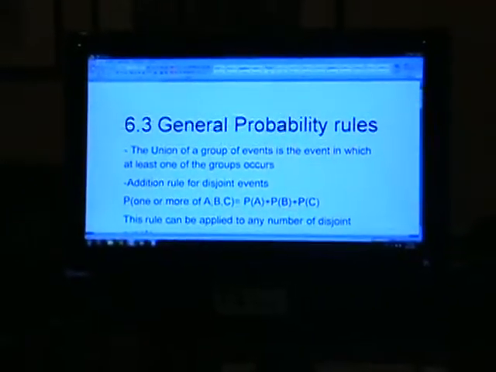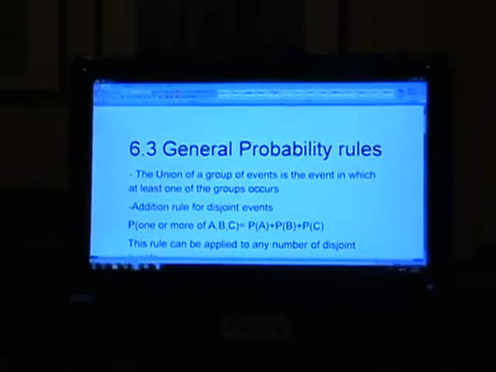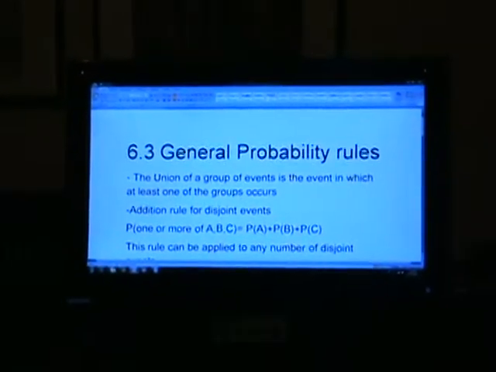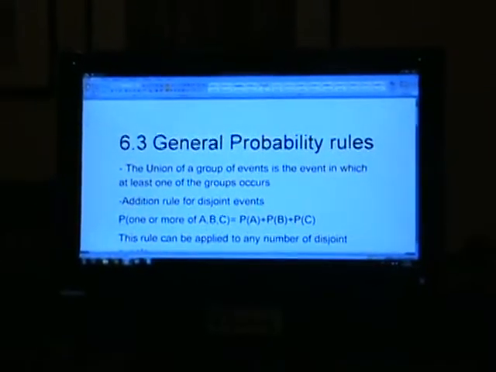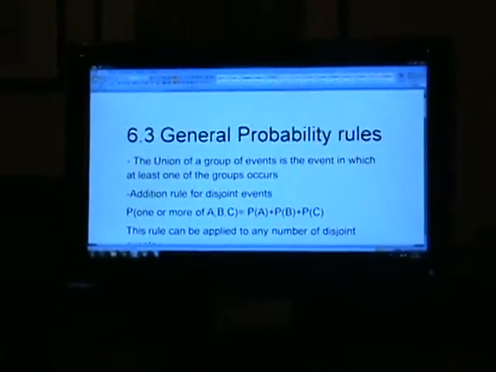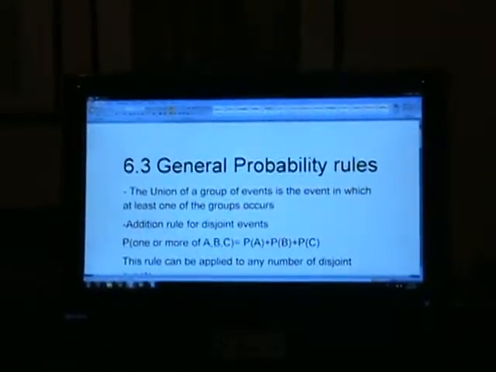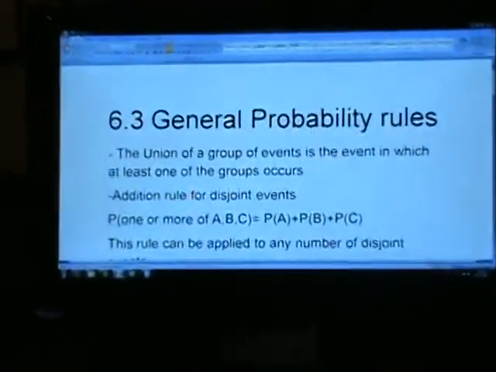I'm Matthew. Now, I'm going to start us off with a definition of union, because we'll be using that a lot throughout our presentation. The union of a group of events is the event in which at least one of the events occurs. Okay?